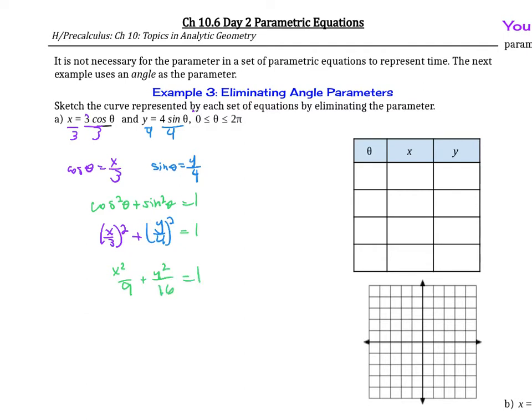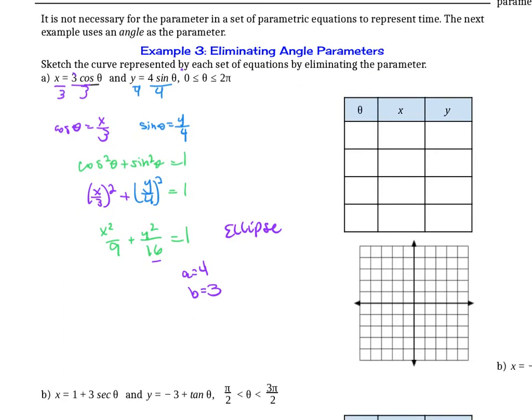And so what does this graph look like? Hopefully you remember, this looks like an ellipse. It has a vertical major axis. The a value is 4, and b is 3. It's centered at 0, 0, so it goes up 4, down 4, left 3, right 3. And so this is our graph. That's our equation, and here is our graph.